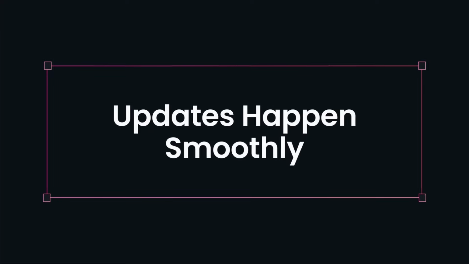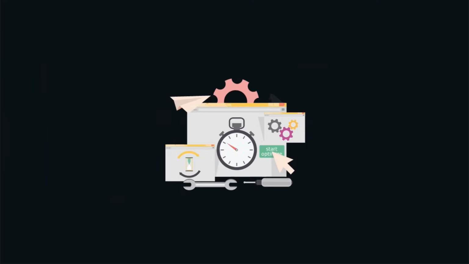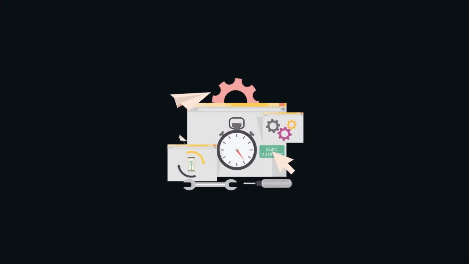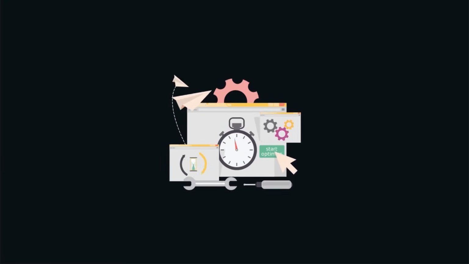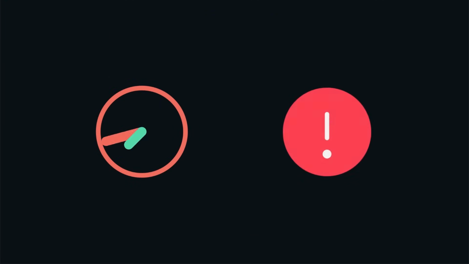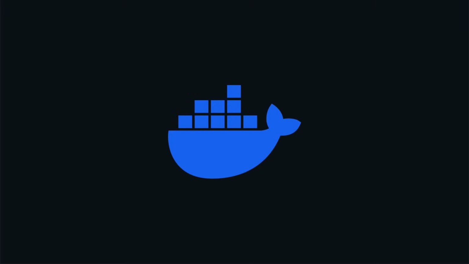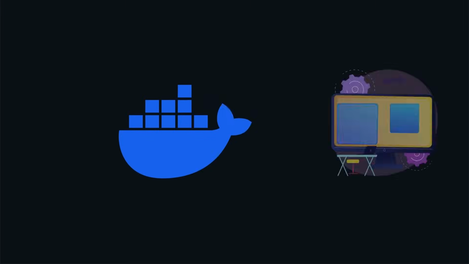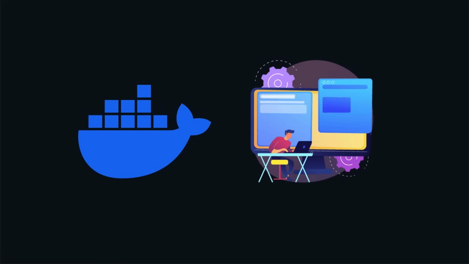And with Docker, updates happen smoothly. Imagine you manage a web application with frequent updates. Without Docker, deploying updates might require manually adjusting configurations on the server, which takes time and will most likely break your app. With Docker, you can update your app consistently without worrying about breaking dependencies, ensuring that changes go live smoothly.